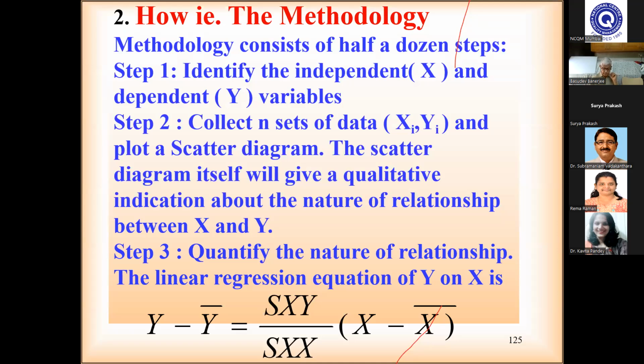Next, the methodology. Methodology consists of half a dozen steps. Step 1, identify the independent X and dependent Y variables. Step 2, collect n sets of data, that is Xi, Yi, and plot a scatter diagram. The scatter diagram itself will give a qualitative indication about the nature of the relationship between X and Y. Step 3, quantify the nature of the relationship. The linear regression equation of Y on X is given in this formula.